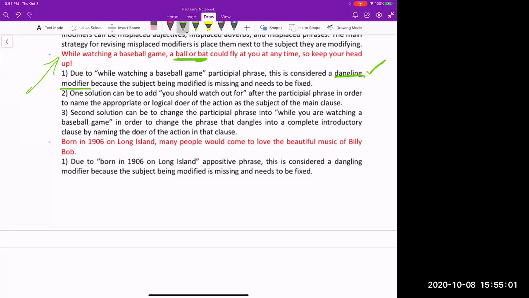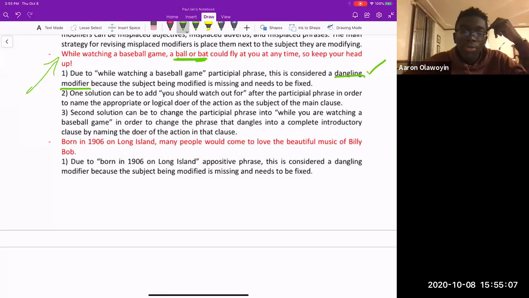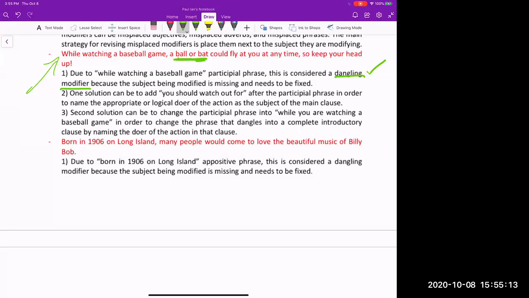And so how do you fix the dangling modifier? You can change it so that it fits the context, or add a subject. For this one, there are many ways. You just have to look at the choices. But the main rule is to add a subject to the modifier that it's modifying. So it could be "while watching," or "while you are watching a baseball game." The other thing is by naming the doer.